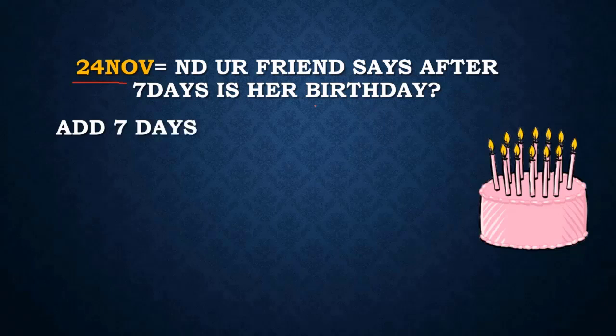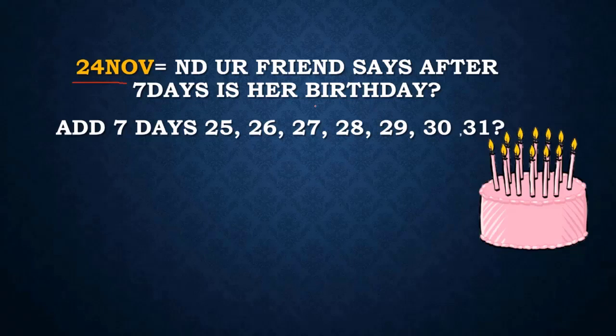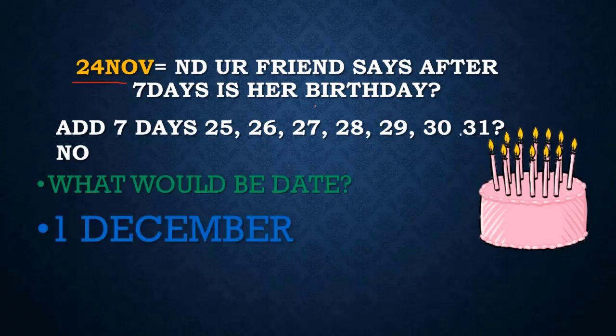So after adding 7 days: 25, 26, 27, 28 November, 29, 30, 31st? No. You will not go to her home on 31st November because it's not possible. So automatically when you go, it would be the 1st December, in the same way as our previous example.